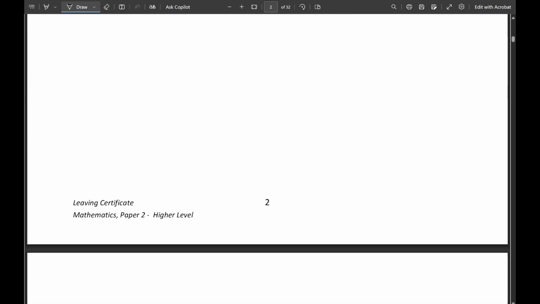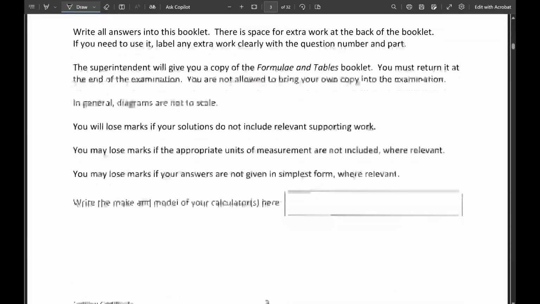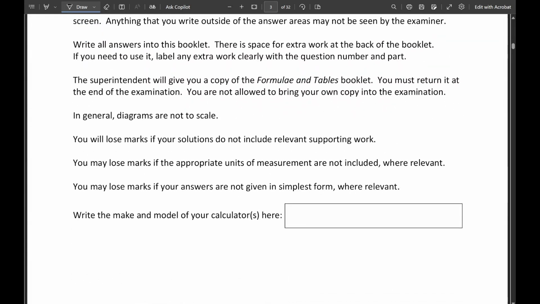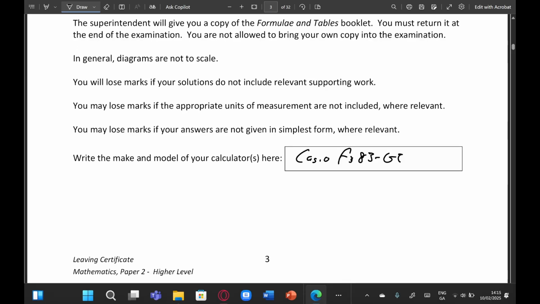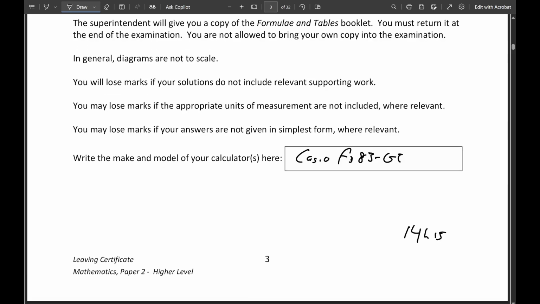So let me actually fetch my calculator because it's not actually on my desk. As I said, I'm doing these questions live, so I am just going to fetch my calculator from across my room. And also turn my phone off while I'm at it. Okay, so calculator in hand. It's the classic Casio FX83 GT. So brill. And the starting time is 14:15.